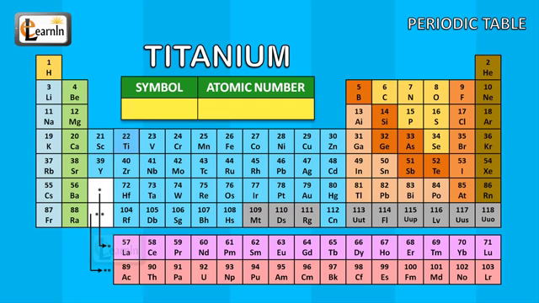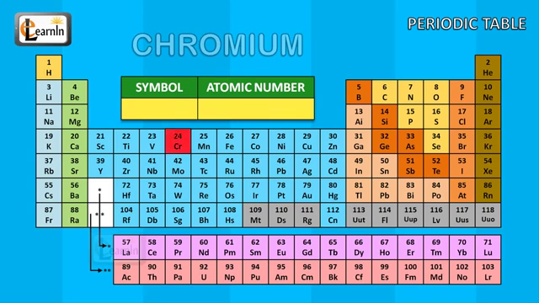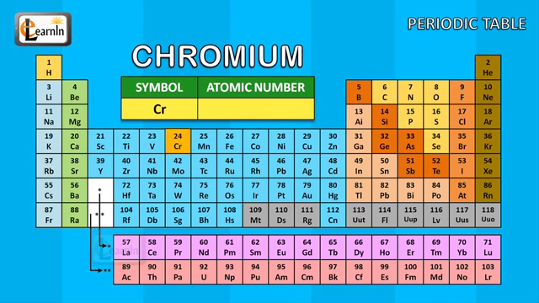The element titanium is represented as Ti and has an atomic number of 22. The element vanadium is represented as V and has an atomic number of 23. The element chromium is represented as Cr and has an atomic number of 24.